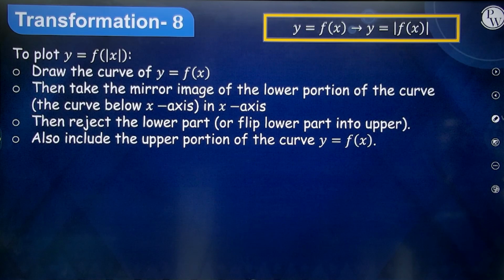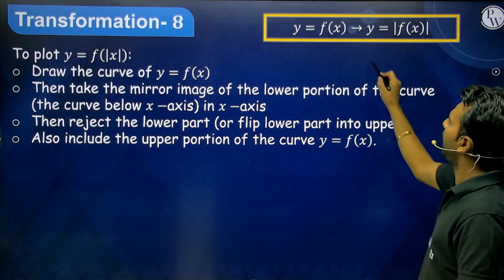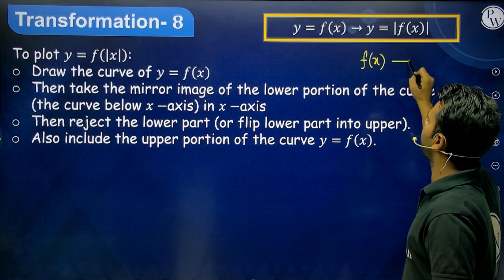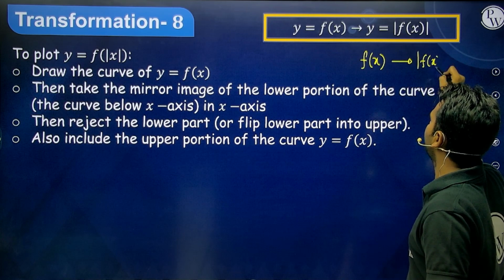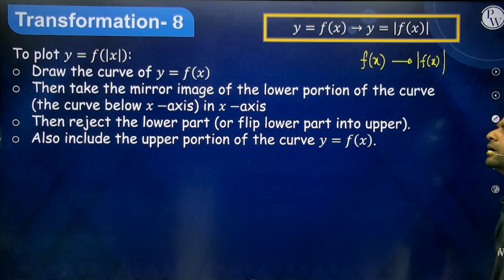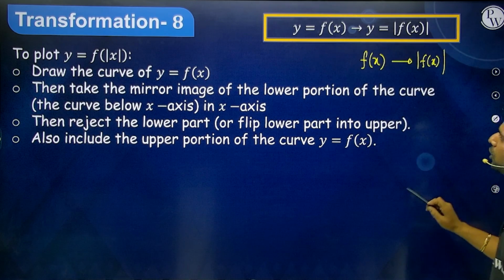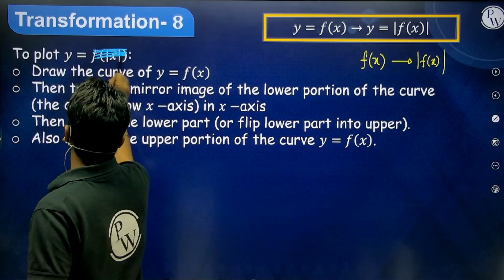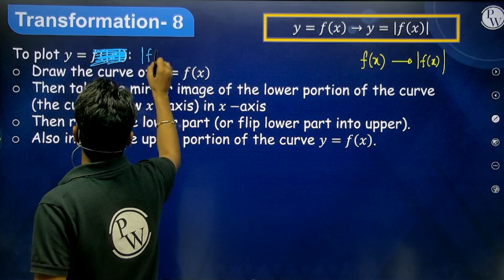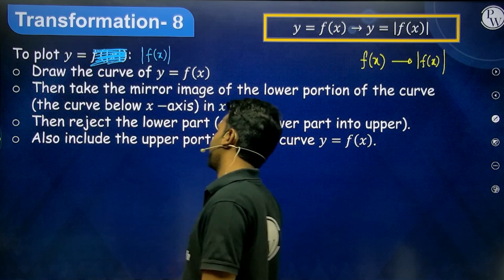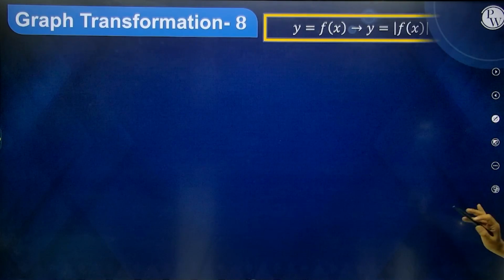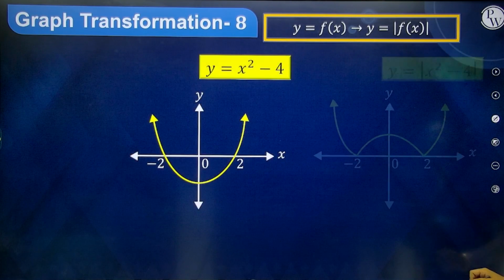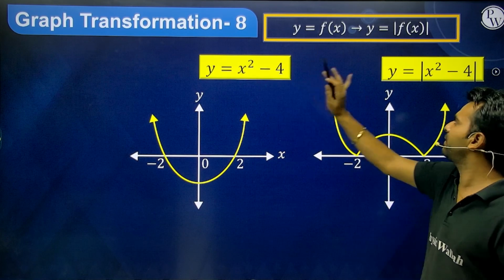Yep. Last transformation, that is, f of x has been replaced by mod of f of x. The entire f of x has been replaced by mod of f of x, not just, this is wrongly written over here, not just x replaced by mod x, but the entire f of x has been replaced by mod of f of x. Then the rule is quite easy. Let's learn it with an example. Let's say we are given this particular graph and we want to draw this.